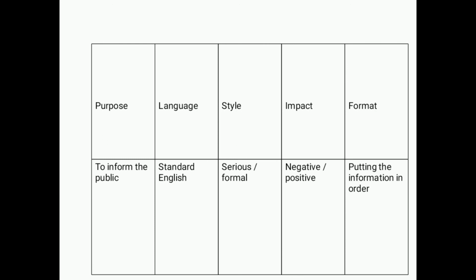So here we see that the news report of Rosa Parks was organized because headlines and paragraphs break the report up into manageable sections and put the information in order from the most important to the least.